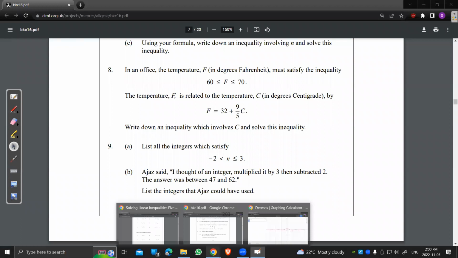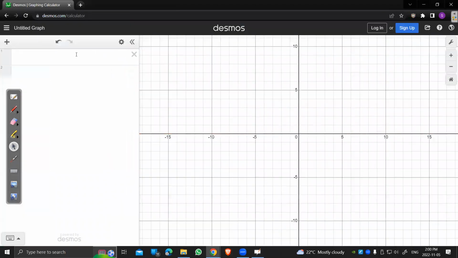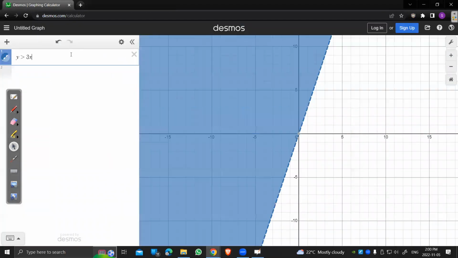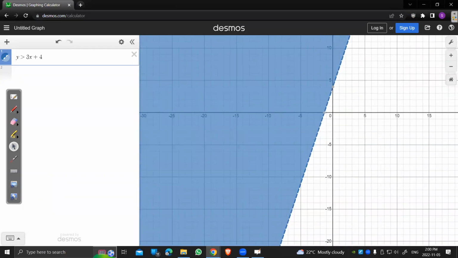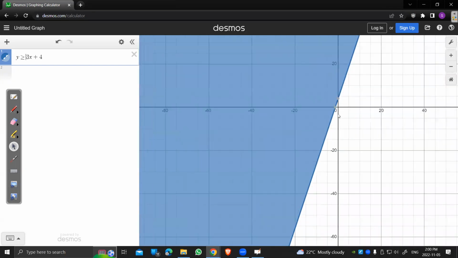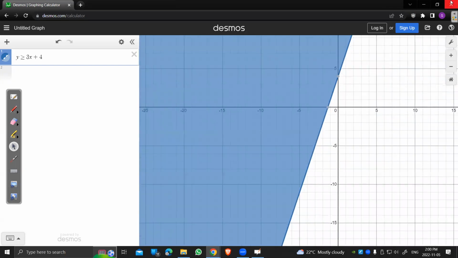I want to see how Desmos does it. y is greater than 3x plus 4. Yeah, like that. They just shade it. And this dotted line means it's not inclusive. If you want it to be inclusive, then it's going to change into a solid line. Okay? So we're going to graph inequalities tomorrow.